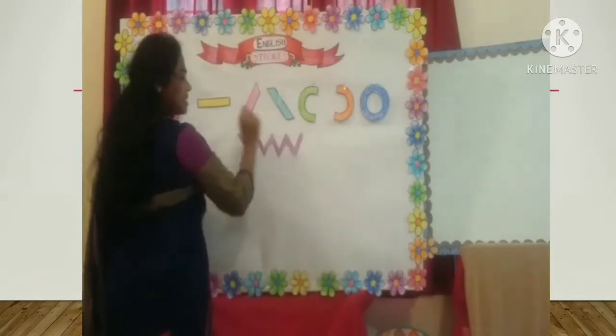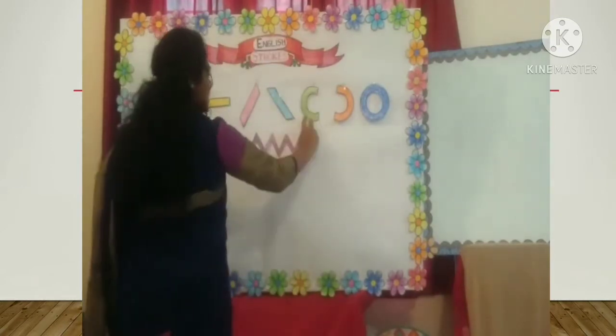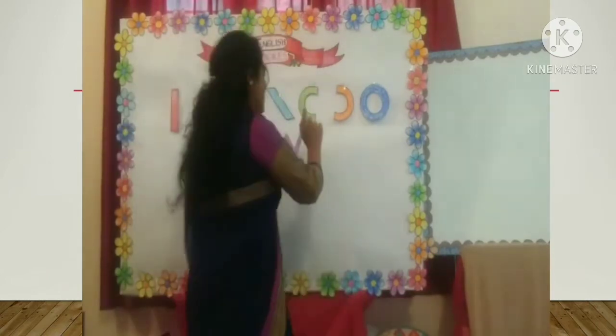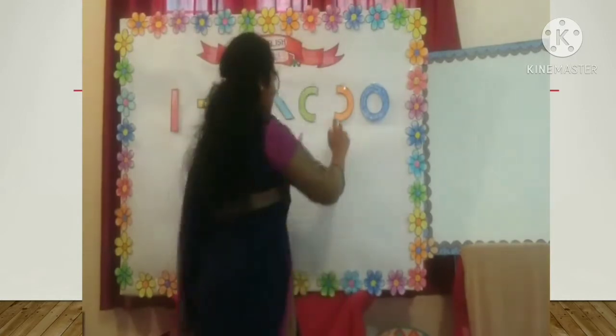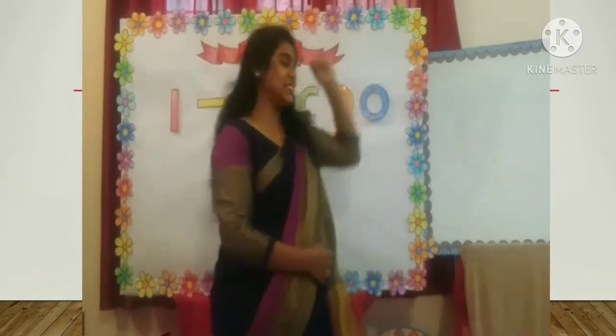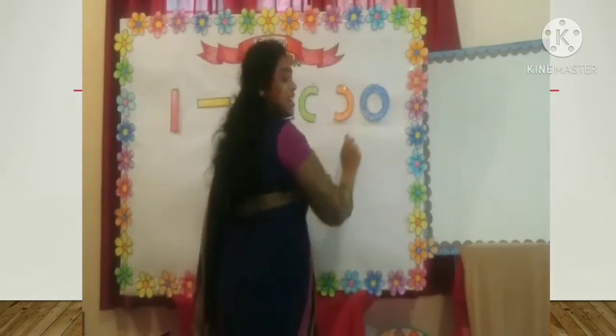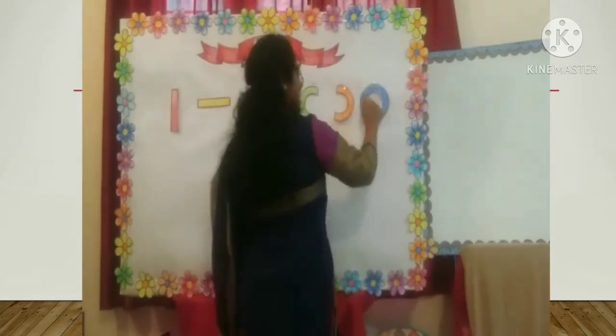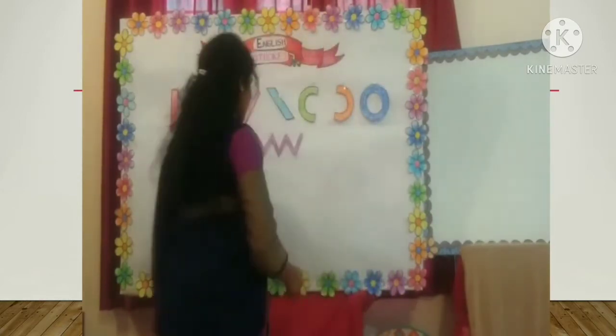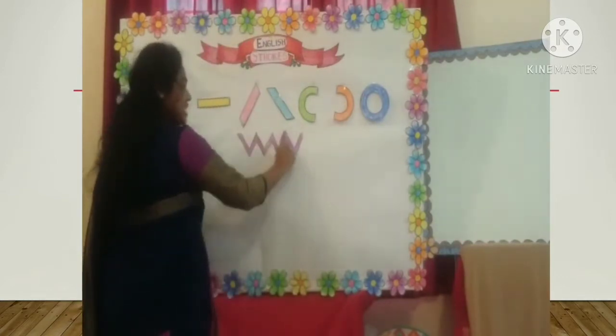This is left slanting line. Left slanting line. And this is curve. This is a right curve. Right curve. And this is left curve. Left curve. This is a circle. Circle. And this is zigzag.